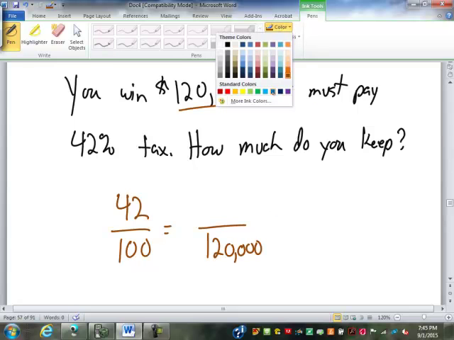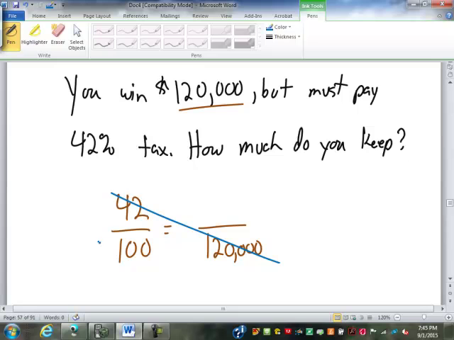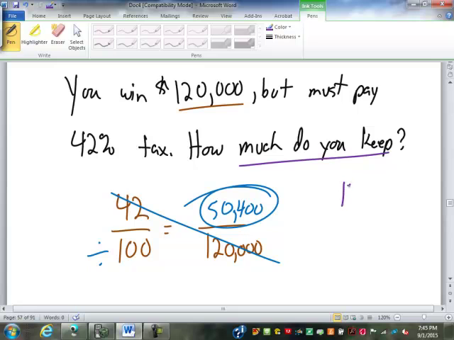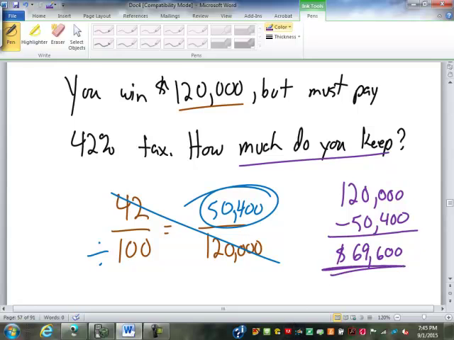Okay. So now if we cross, multiply, and divide, 42% times 120 is going to be what? 50,400. So is that our answer? No. That's the amount of the tax. We need to know how much you keep. So we would have to do the 120,000 minus 50,400. So $69,600 is what you would keep.